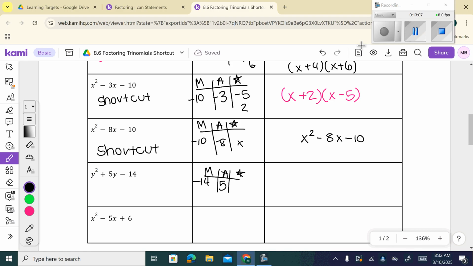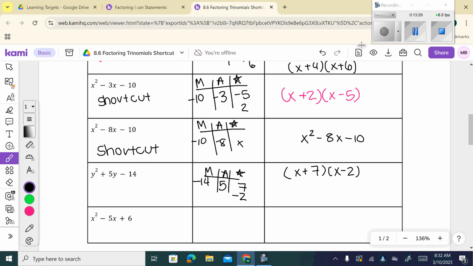Negative 2 and 7. All right, so hold up. Are y'all okay that the pair is 7 and -2? My -2 has to be negative because 7 plus -2 gives me 5. Can I shortcut this? So I'm going to have x plus 7, x minus 2. No, it's y.